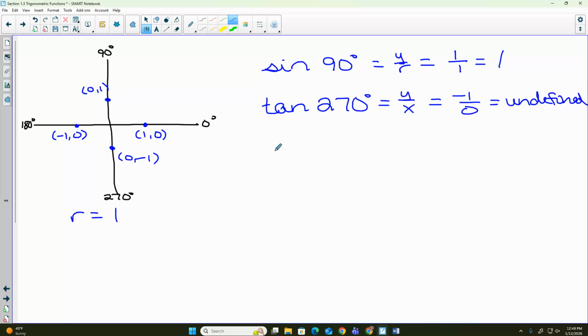What if I said the secant of 180 degrees? Secant's the reciprocal of cosine. Cosine is x over r, so this would be r over x. At 180, r is always 1. X is negative 1, so 1 over negative 1, negative 1. Are we okay with that?